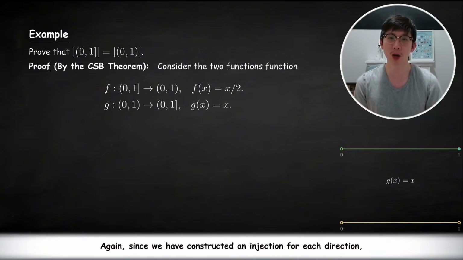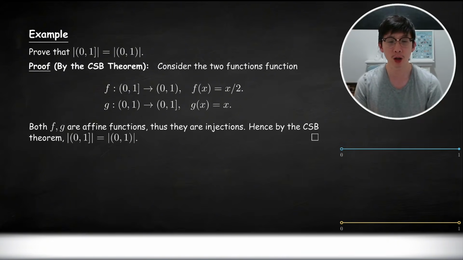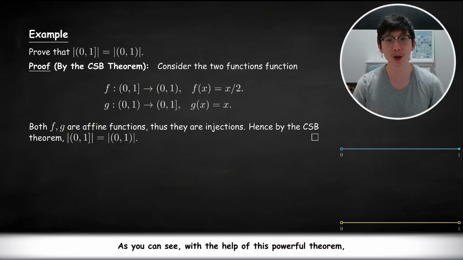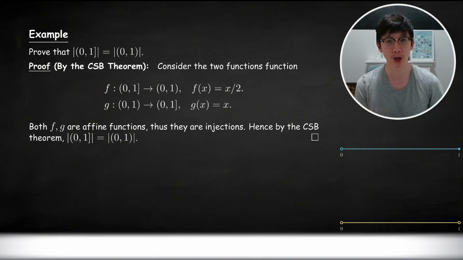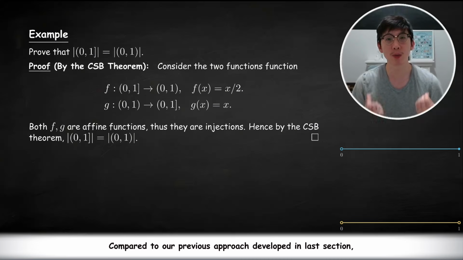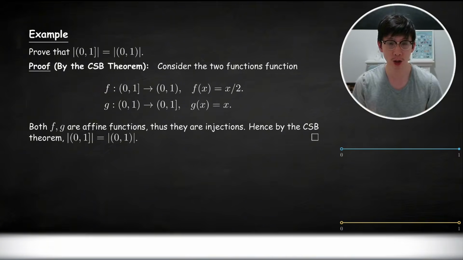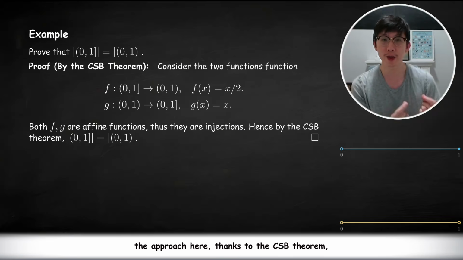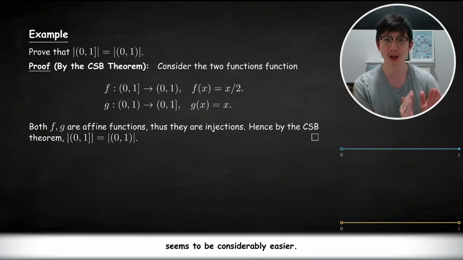Again, since we have constructed an injection for each direction, the CSB theorem permits us to conclude that these two intervals are of the same cardinality. As you can see, with the help of this powerful theorem, our proof can be done by merely using functions as simple as the affine ones. Compared to our previous approach developed in the last section, where we have to cleverly observe a partition for each set and then construct a piecewise bijection between components of partitions, the approach here, thanks to the CSB theorem, seems to be considerably easier.